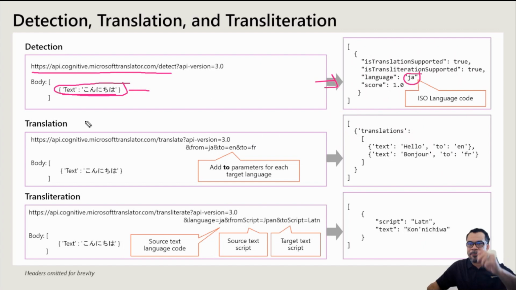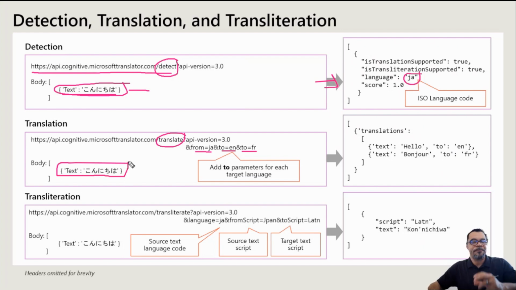In the second example, you can see that we're performing a translation service. Here we were performing the detect operation; here we're going to do a translate operation. This is a REST request, and we're going to translate from Japanese to English and to French in this example. So this would be the Japanese text. And remember, translation means that we're going to convert the meaning into something that someone else can understand in a different language.